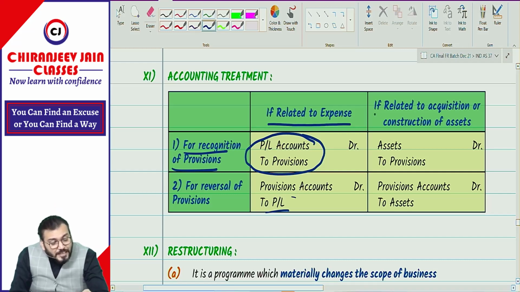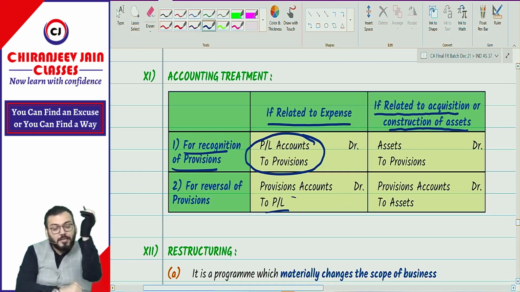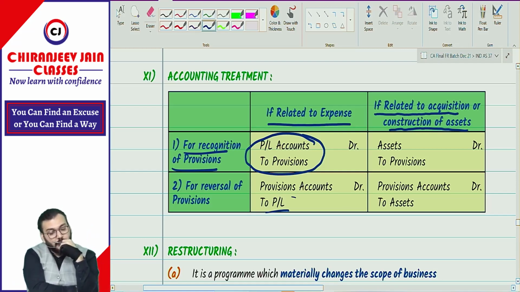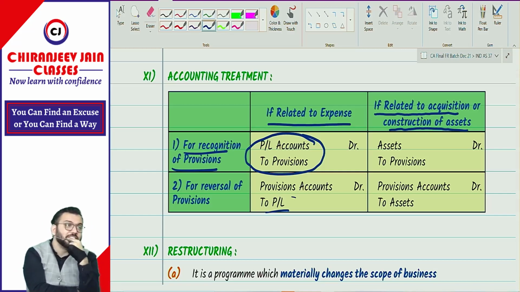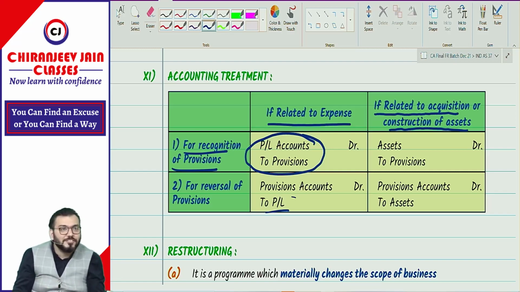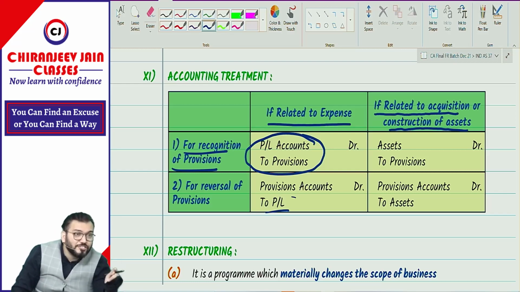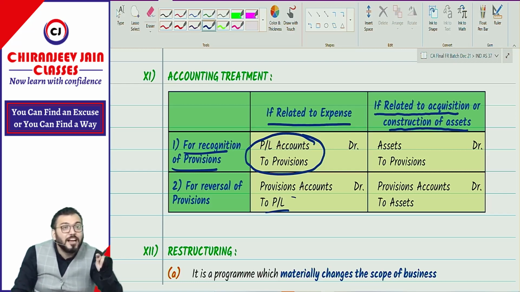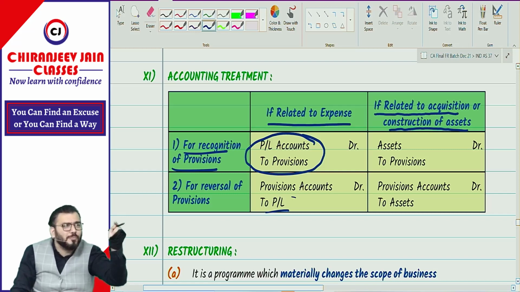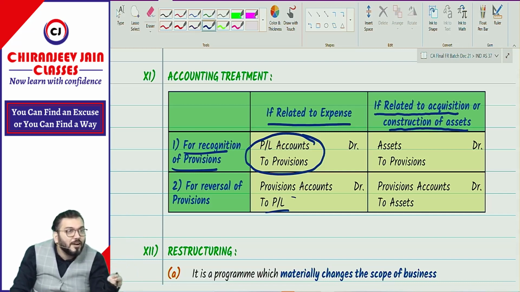But if it is related to acquisition or construction of an asset, then it will be added to the cost price of the asset. Simple. If it is related to acquisition or construction of an asset, then it will be added to the cost price of the asset, which is the cost price of property, plant and equipment. Then the journal entry will be asset account debit to provision, and if reversed, then provision account debit to asset.